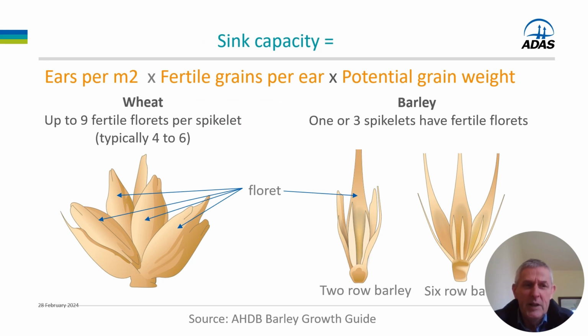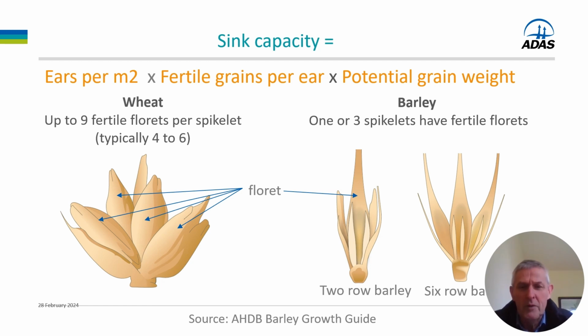So sink capacity is determined by the number of ears per metre squared, the number of fertile grains per ear, and the potential grain weight. And this is where we come across the first big difference between wheat and barley. If we look closely at the side of a wheat ear, what we see is that each spikelet, and we're showing one spikelet in the image on the left, can have up to 9 fertile florets in which grains can form. So these are fertile flowers. And typically there'll be between 4 and 6 fertile grains per spikelet in wheat. If we compare that with barley on the right, barley only has 1 or 3 spikelets which are forming fertile florets, depending on whether it's a 2-row barley or a 6-row barley.